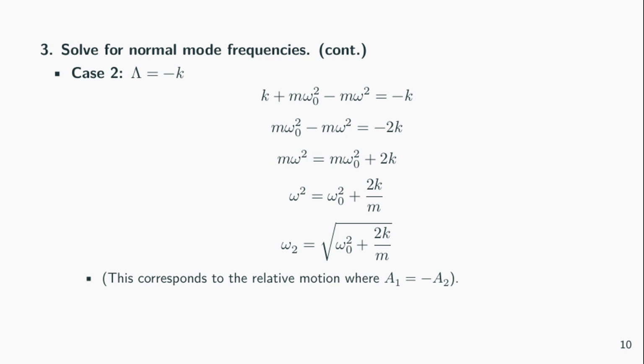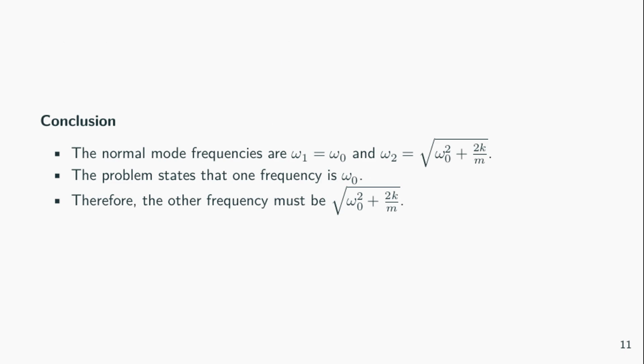If we plug lambda equals minus k back into the matrix equations, we find that a1 equals minus a2. This means the atoms move in opposite directions with the same amplitude, stretching and compressing the spring. This is the internal vibrational mode of the molecule, but influenced by that external potential. So we have found the two normal mode frequencies for this system. The first frequency, omega 1, is omega 0. The second frequency, omega 2, is the square root of omega 0 squared plus 2k over m.